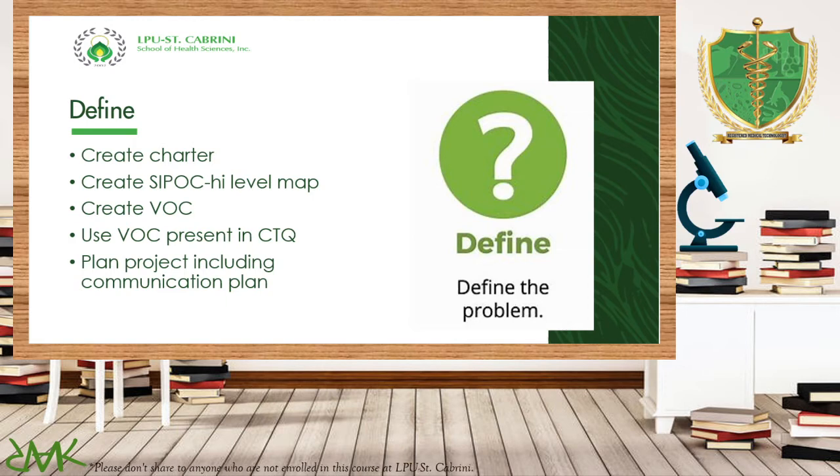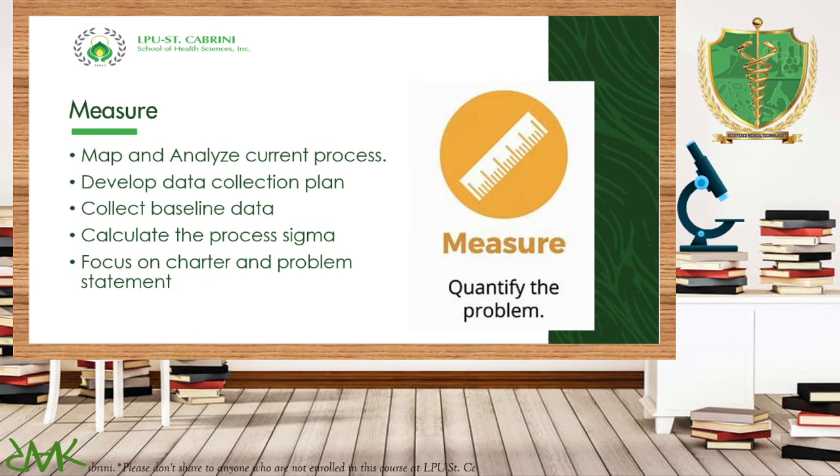Okay? And define, now after taking up all those things, after coming up with the definition of what is really the problem, then we'll be able to plan a project including the communication plan, who will be involved in this project. Next in line is we have measure. In measure, we create map and analyze current processes, develop data collection plan, collect business baseline data, calculate the process sigma, focus on charter and problem statement.